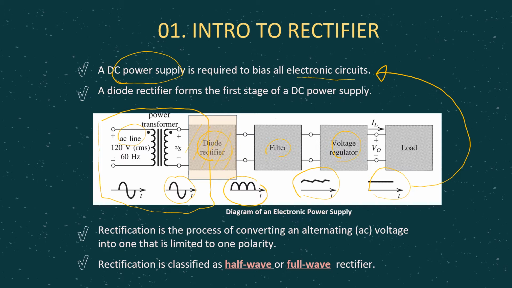Basically rectification is the process of converting AC to one that is limited to one polarity. So as you can see from here, it will convert the sinusoidal wave to still sinusoidal, still AC, but limited to one polarity. Then rectification can be classified into two types, which are half wave and full wave rectifiers.